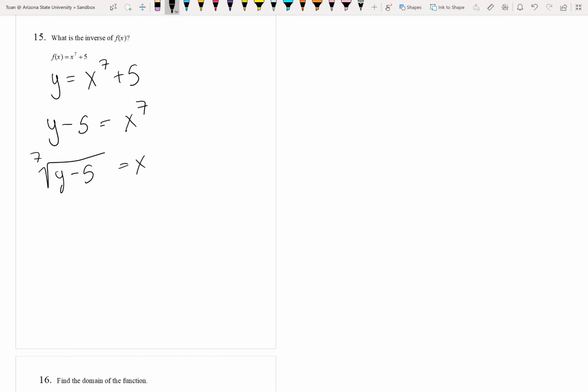That's it. Now I did ask you to swap the variables, so I'm going to swap the variables and the equation at the same time. So we get y equals the 7th root of x minus 5. All the x's become y's, all the y's become x's, and then just change it to function notation. So the f inverse of x is the 7th root of x minus 5.